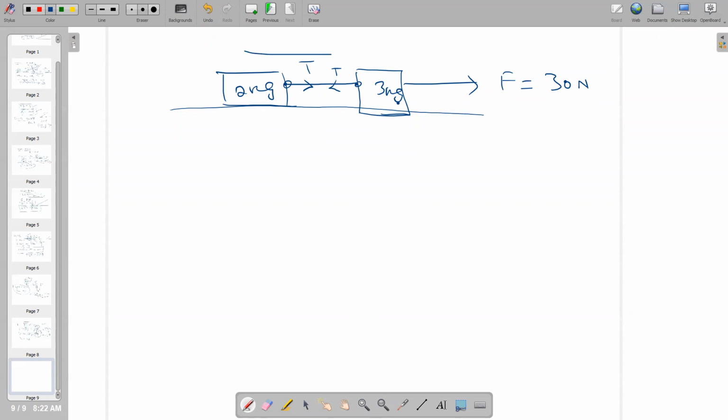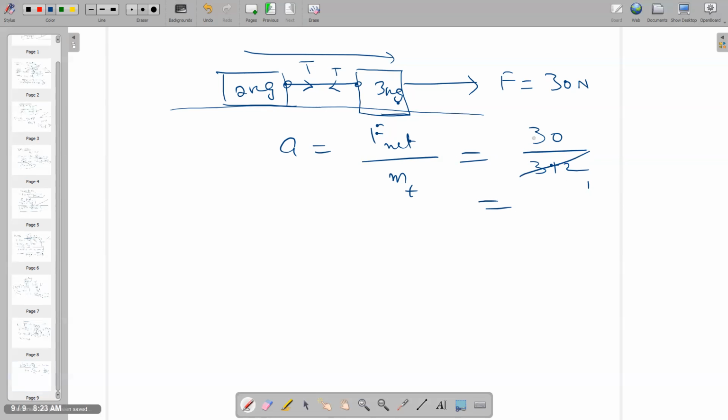First, you will find the acceleration of both bodies, because when you apply the force, it doesn't mean that this body will move and this will not move. Both bodies will move. So when both bodies move, then a equals F net divided by the total mass. F net is 30 divided by the total mass, 3 plus 2, which is equal to 5. So 5 times 6 is 30.